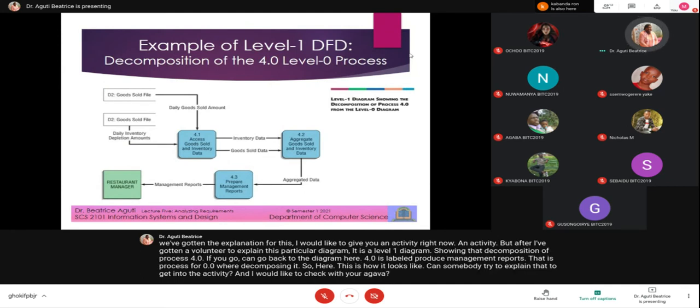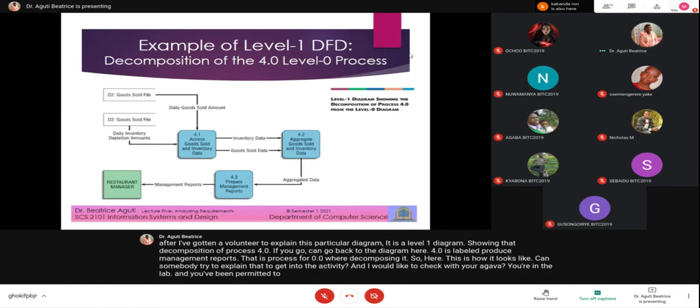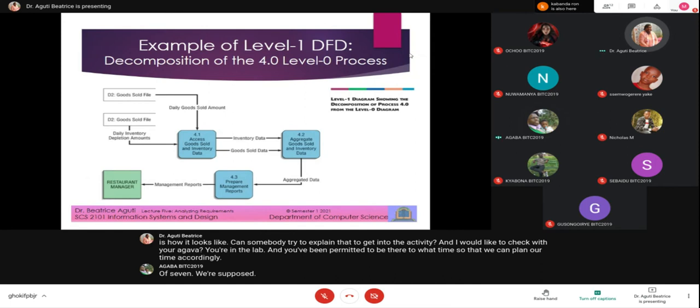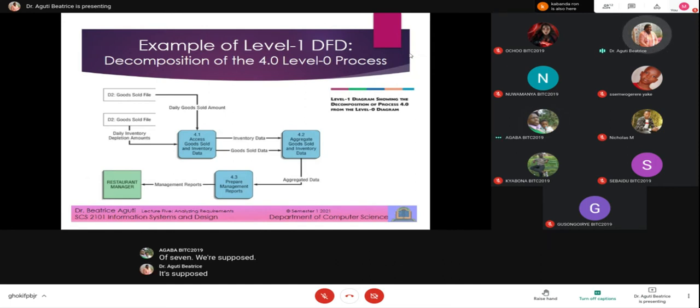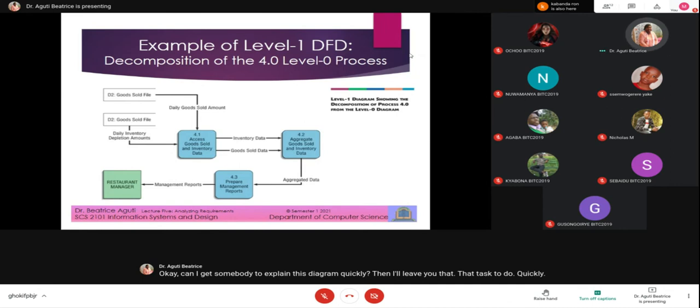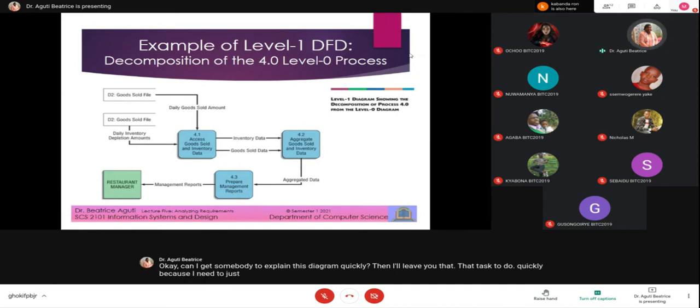You're in the lab and you've been permitted to be there up to what time, so that we can plan our time accordingly? Up to 7. You're supposed to stop at 7? Yes. Okay. Can I get somebody to explain this diagram quickly? Then I'll leave you that task to do quickly, because I need to be sure that you're following through with this discussion.